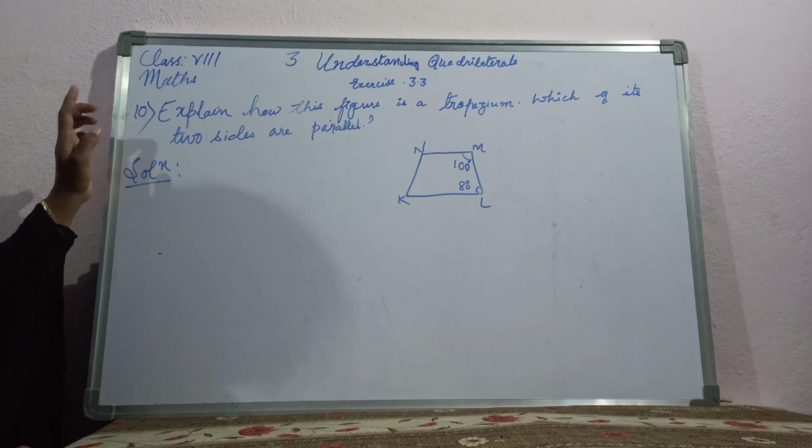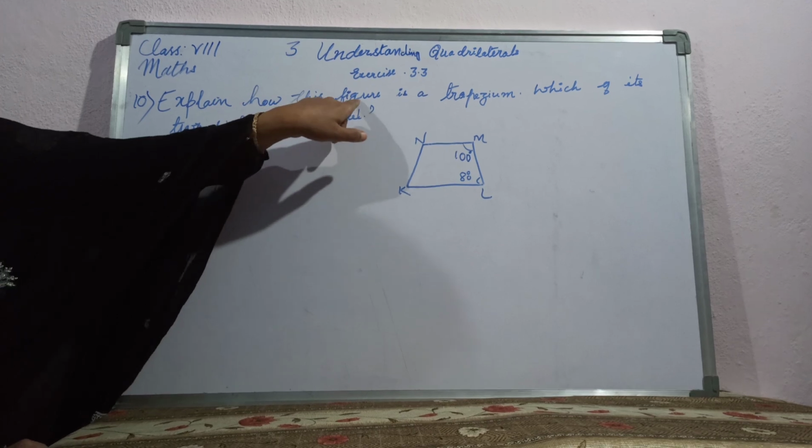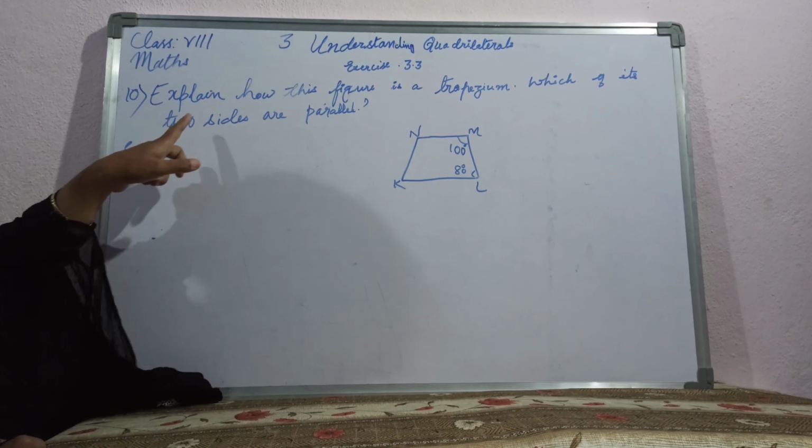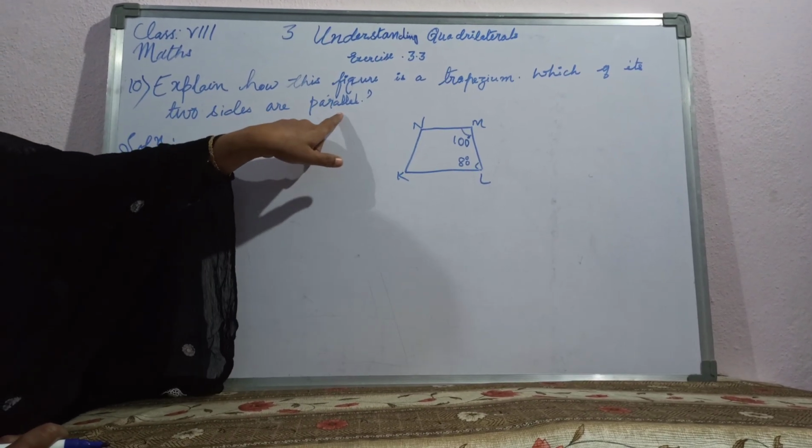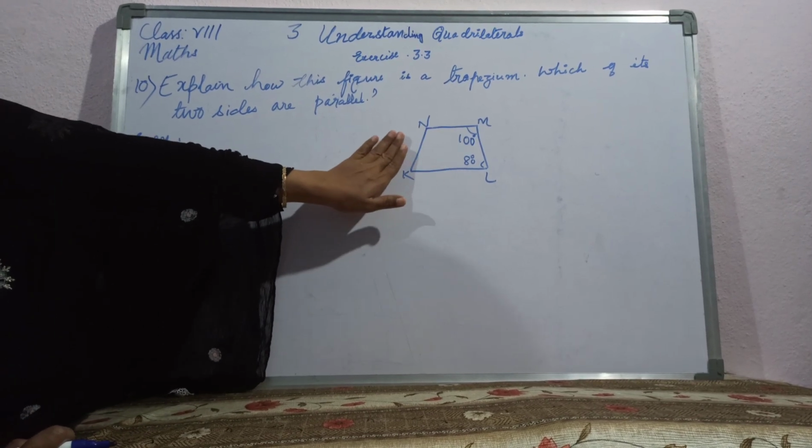Next problem, the 10th one. Explain how this figure is a trapezium, which of its two sides are parallel. You can see this is the figure given to us.